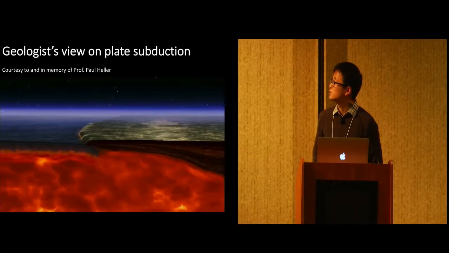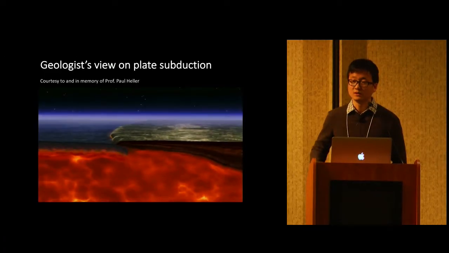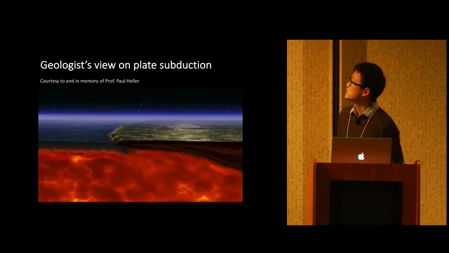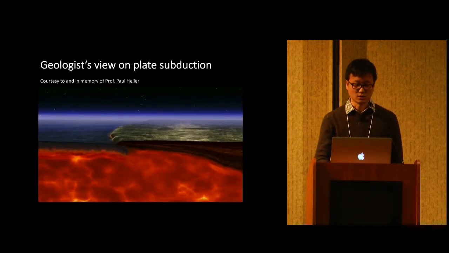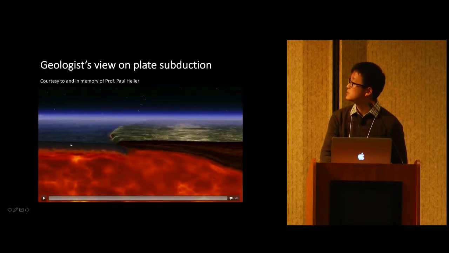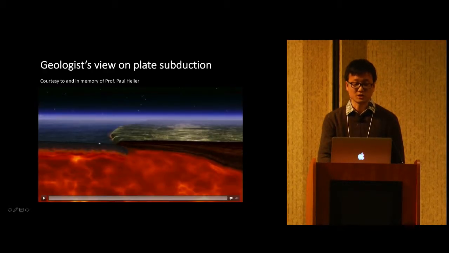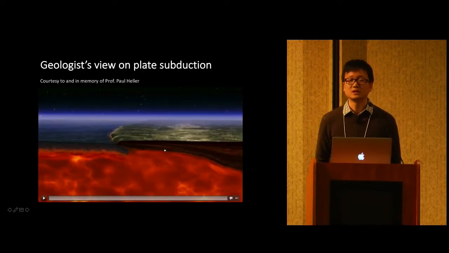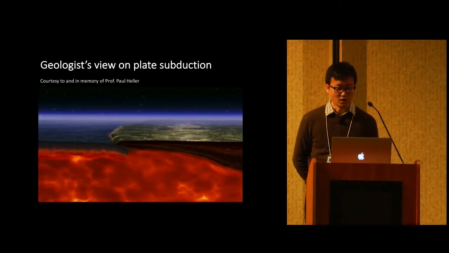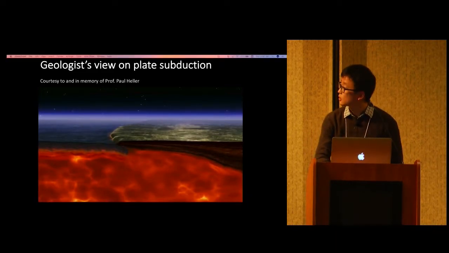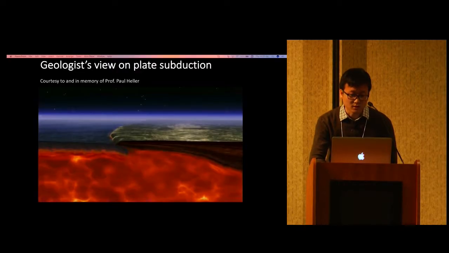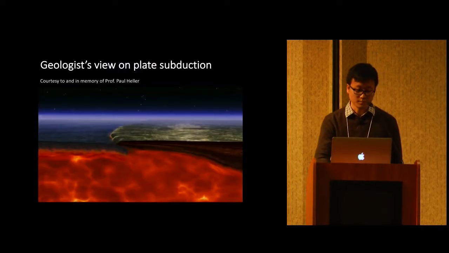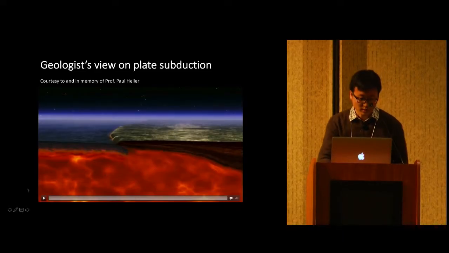Before I talk about the details of this project, I will first introduce the key concepts of plate subduction. As you can see in this animation, the left side is the oceanic plate and the right side is a continent. Below these plates is the hot asthenosphere. Because of the density difference, the oceanic plate tries to subduct into the continental plate, as you can see in this movie.